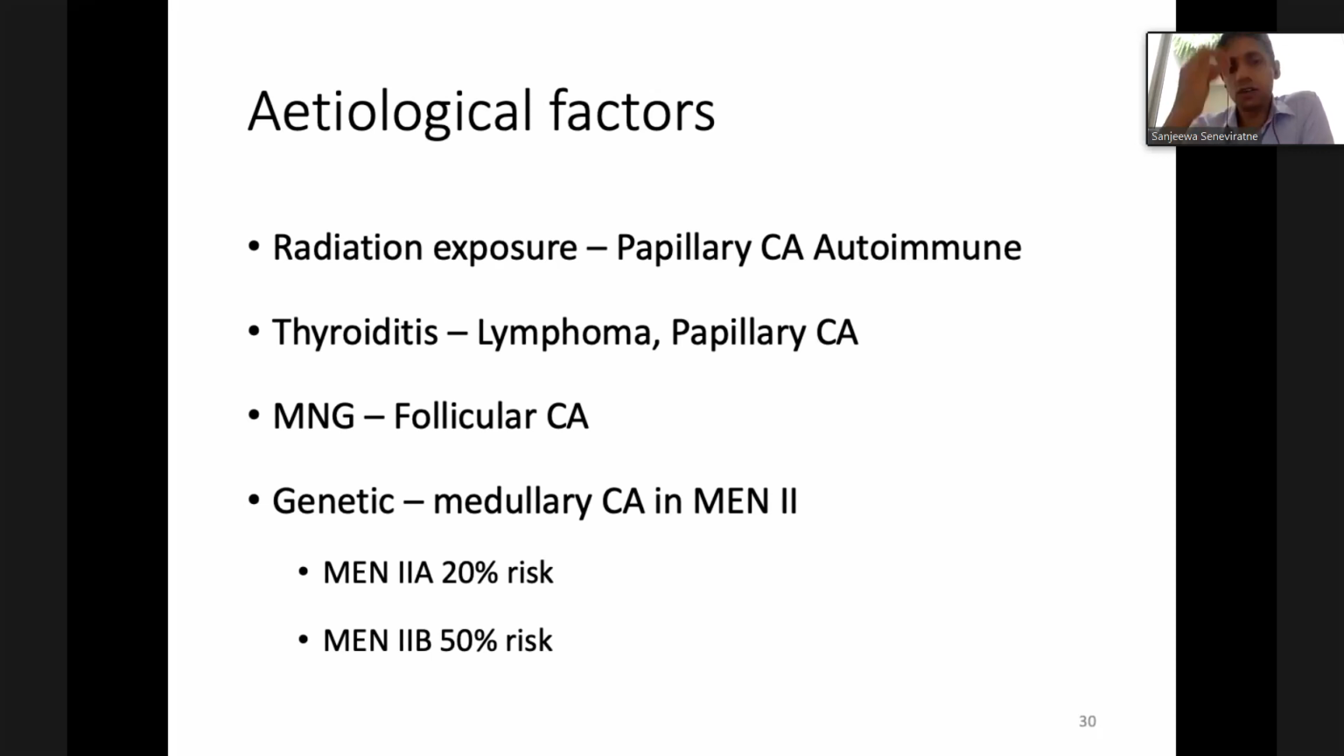Long-standing chronic thyroiditis is also a risk factor for development of both lymphomas and papillary carcinomas. Long-standing multinodular goiters are associated with follicular carcinomas of the thyroid, but the associated risk is quite low. Then you get into the medullary, genetically inherited malignancies. Medullary carcinomas, there are conditions, for example, familial medullary carcinoma syndrome or multiple endocrine neoplasia syndrome. So there are various conditions that are associated with different types of thyroid malignancies.